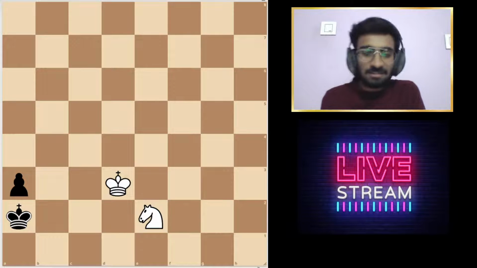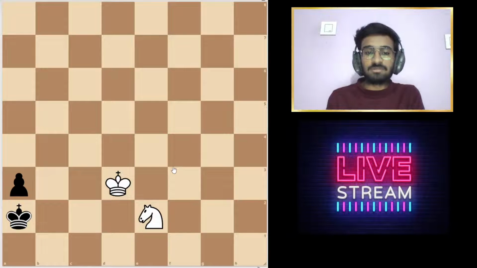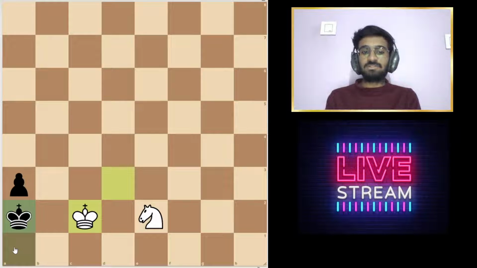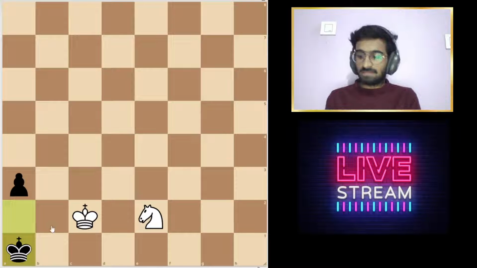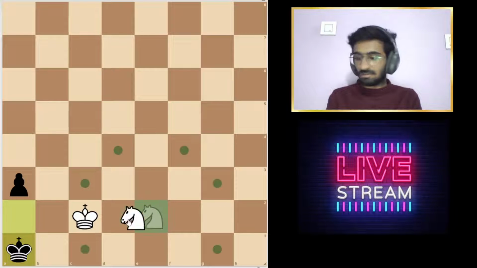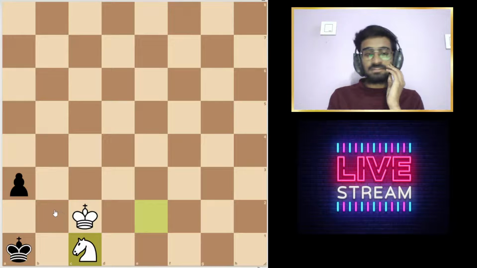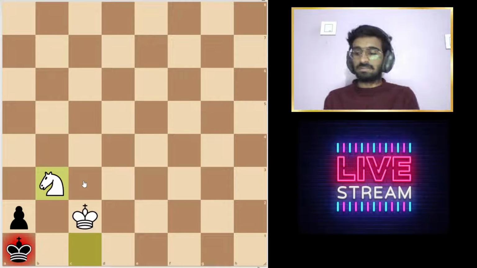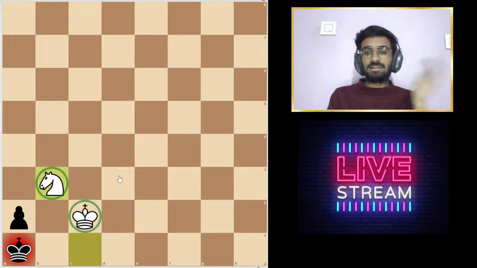But it's correct. Here it is actually white is winning. The answer is king to c2. Now the king has only one square to go, that is a8. What have you written, Ajay? Knight c1, right? Knight c1, and the only move that black has is pawn to a2, and knight b3 is a checkmate. So just a king and knight are doing checkmate.